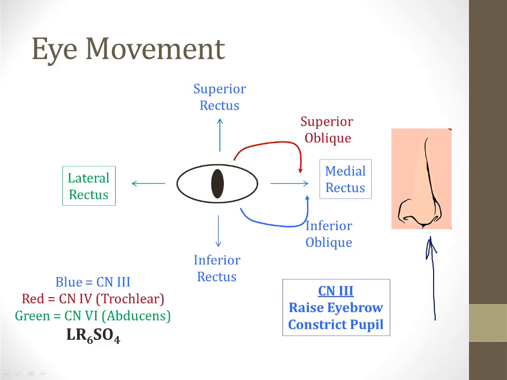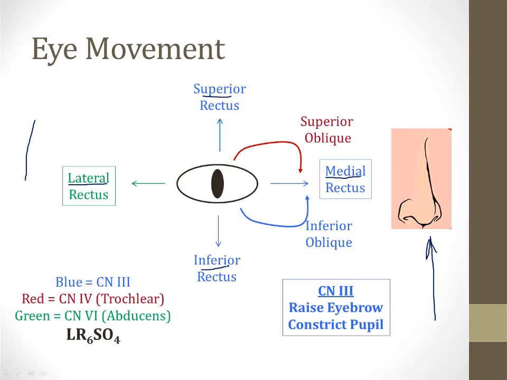There's a nose on the right side of the screen, and the left side of the screen represents the lateral or temporal portion of the face. So the lateral rectus muscle moves the eyeball laterally, and the medial rectus muscle moves the eyeball medially. These two muscles are very easy to understand. The major effect of the superior rectus is to move the eyeball superiorly, and the major effect of the inferior rectus is to move the eyeball inferiorly.